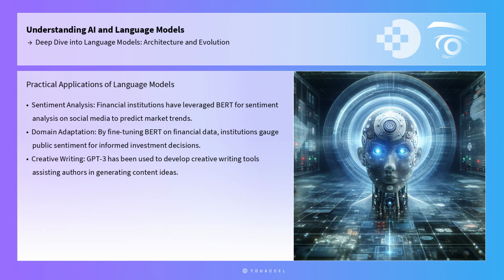For instance, financial institutions have leveraged BERT for sentiment analysis on social media to predict market trends. By fine-tuning BERT on financial data, these institutions can gauge public sentiment and make informed investment decisions, showcasing the model's ability to adapt to domain-specific tasks. Similarly, GPT-3 has been used to develop creative writing tools that assist authors in generating content ideas, enhancing productivity and creativity in the writing process.